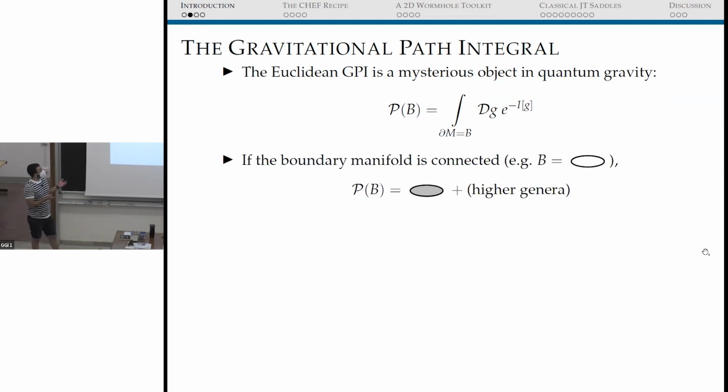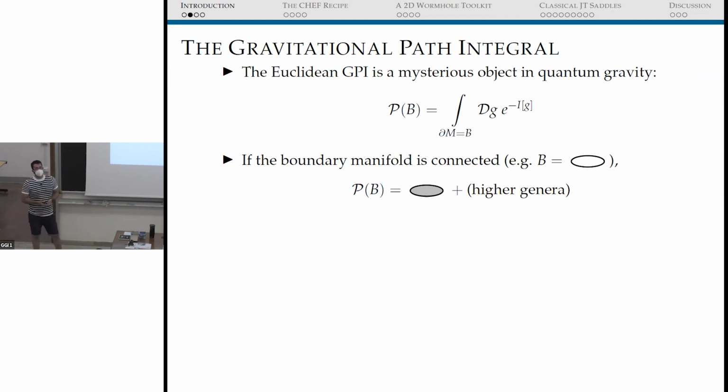Okay, so in general, the rules we follow, suppose we have some boundary manifold that is just a circle. We're instructed to integrate over all bulk manifolds that asymptote to such a circle. So the obvious geometry that we can begin considering is just this. But we should also sum over all possible genera. So a disk with a hole, disk with two holes, and so on and so forth.